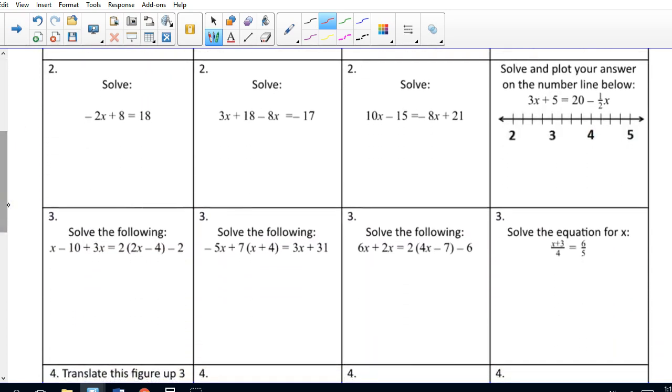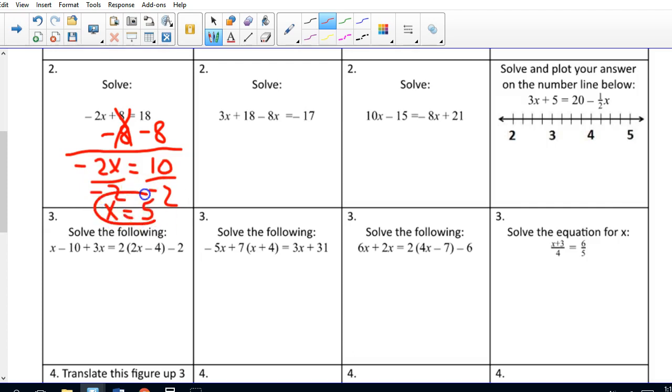Number 2, we want to solve the equation. In this equation, all of my variables are on the left already, so I need to eliminate the constant term from the left and move it to the right. Eliminate it from the left. That means make it go away. 8 minus 8 will put it to 0, so we're going to use that inverse operation of subtracting 8. That leaves negative 2x is equal to 10. And now I need to divide by the coefficient of x, negative 2. So divide both sides by negative 2, and you get x is equal to 5.